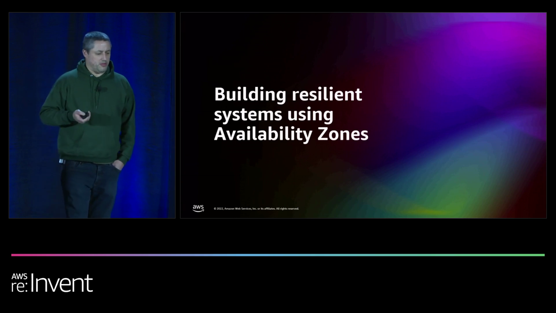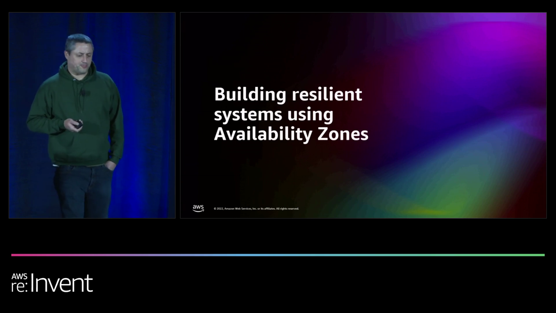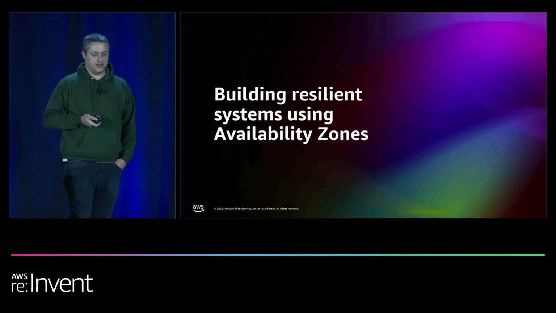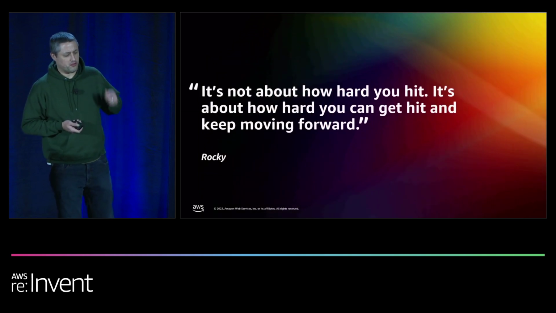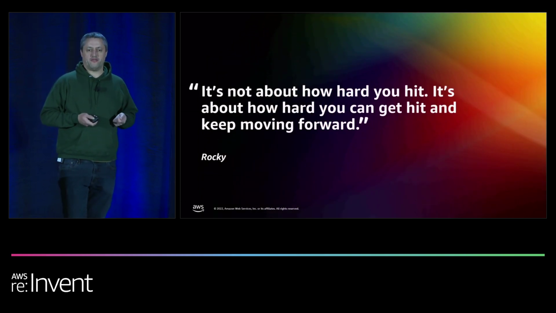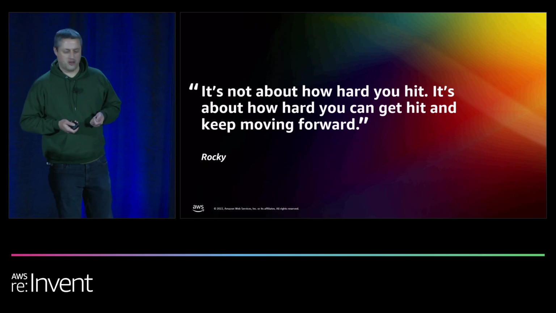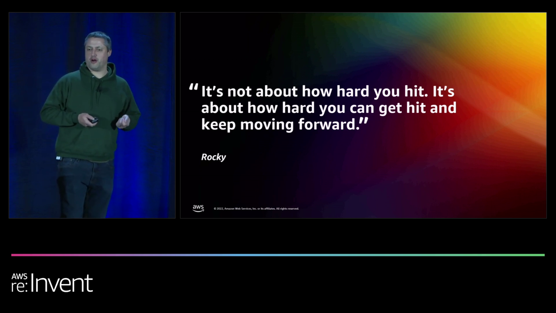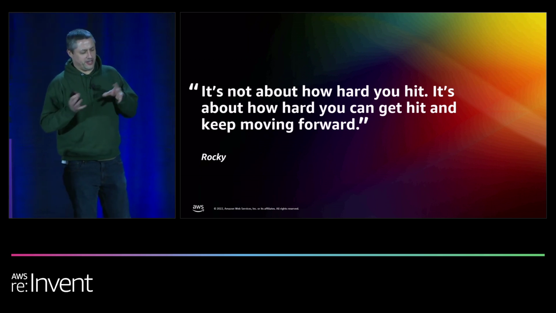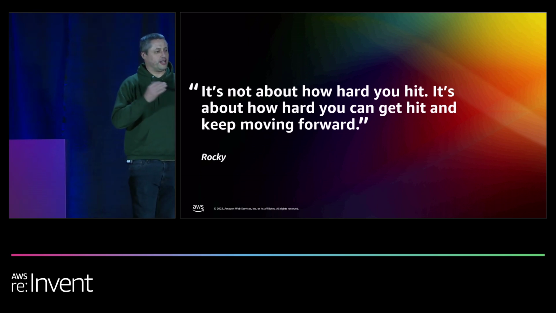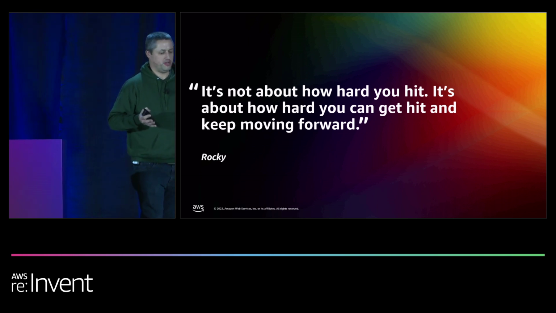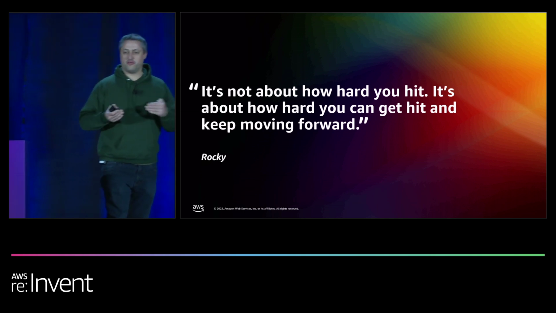So let's talk a little bit about building resilient systems and how to use availability zones as part of this. So you might not have predicted in advance that you would get a boxing quote on this, or even a fake movie boxing quote. But I actually really like, particularly the second sentence in this, I think it really gets to the point of how you think about building resilient systems. It's about how hard you can get hit and keep moving forward.